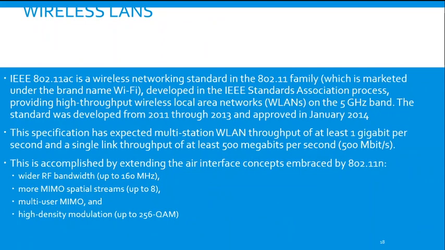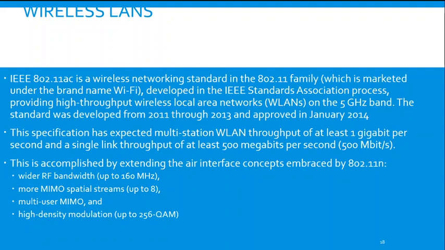And we have 802.11ac, which is a wireless networking standard in the 802.11 family. The IEEE engineers called it Wi-Fi. It provides high-throughput wireless local area networks on the 5 GHz band. The standard was developed from 2011 to 2013 and was approved in early January 2014. This specification expected multi-station WLAN throughput of at least 1 gigabit per second and single link throughput of at least 500 megabits per second, which is really fast to think about for Wi-Fi.